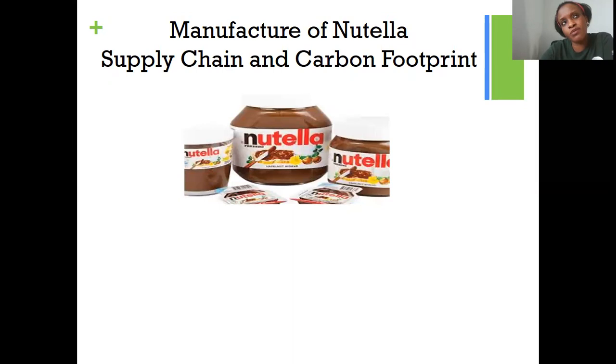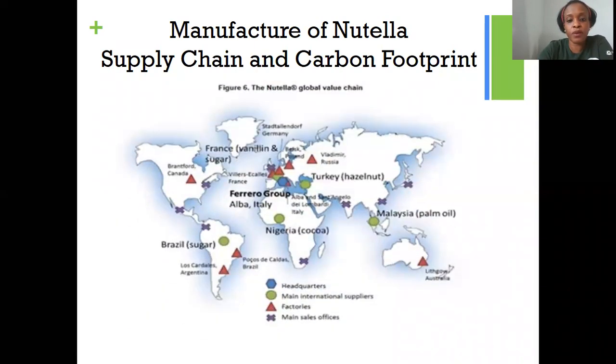So let's use Nutella as an example, the manufacture of Nutella, and look at the price tag we are actually paying on one jar of Nutella, which most of us really like to eat. But is it worth it? And I'm not saying please stop eating Nutella. I'm just saying that we need to consider the supply chain of products and the adverse impact it has on the environment.